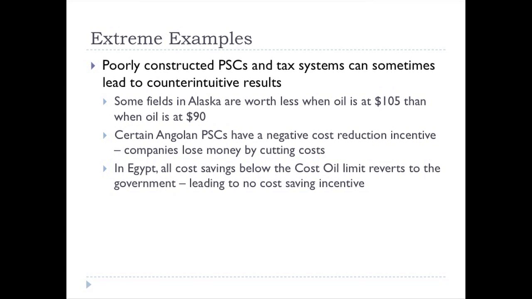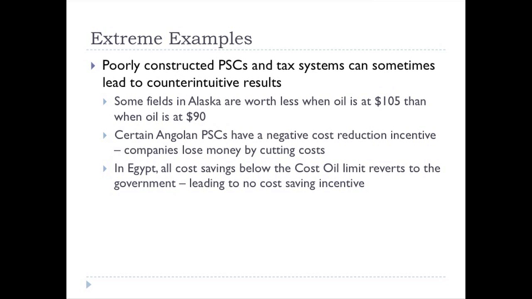There are some pretty extreme examples. Alaska, when the price of oil moves from 90 to 105, you're actually losing money. This may be highly counterintuitive. I know it was in my mind when I first looked at it. But the net value of the company at 105 is dramatically lower than at 90. This is because they didn't structure their fiscal systems properly.